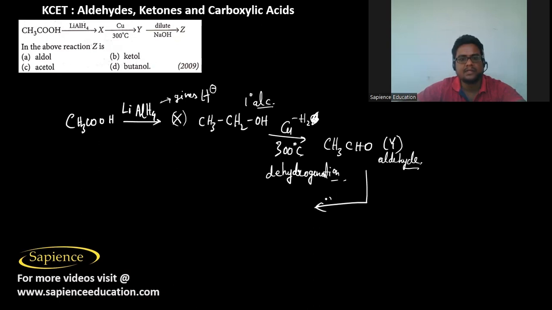Then it is reacting with dilute NaOH to form an alcohol, which will be CH3COOH.